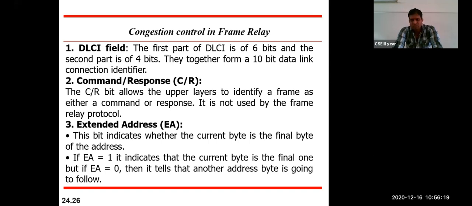Asynchronous balanced mode, normal response mode. HDLC. In HDLC, there are 2 ways of communication. One is normal response mode. The second type is asynchronous balanced mode. In normal response mode, one device will always send a command. The secondary device will only respond. Command, response. In asynchronous balanced mode, both the devices can send commands.